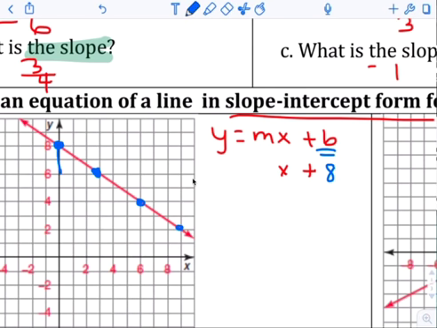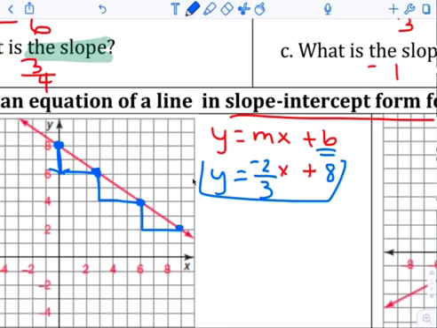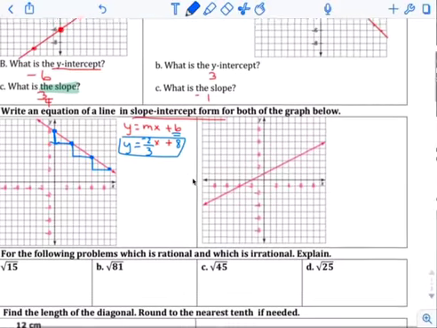Down 2. Down 2/3. Down 2/3 each time. That's the equation of that line.